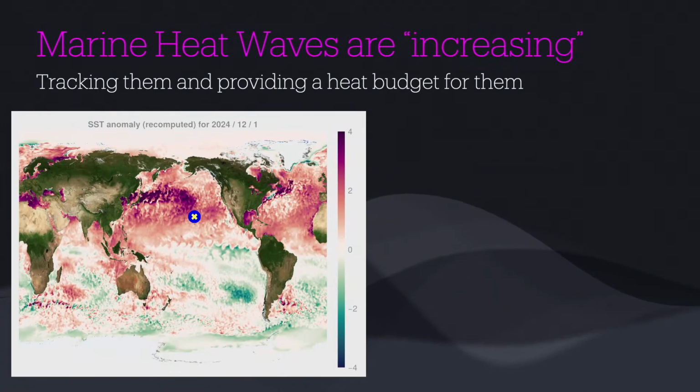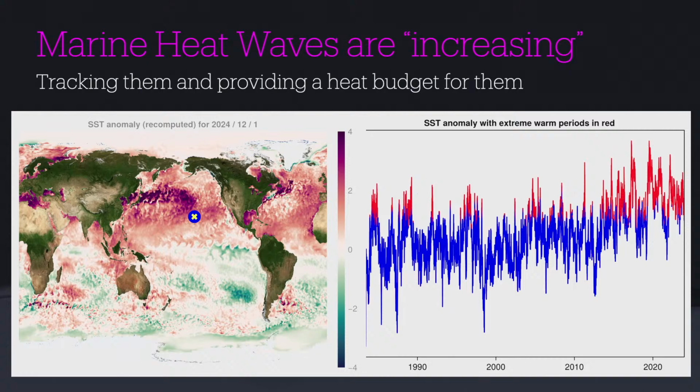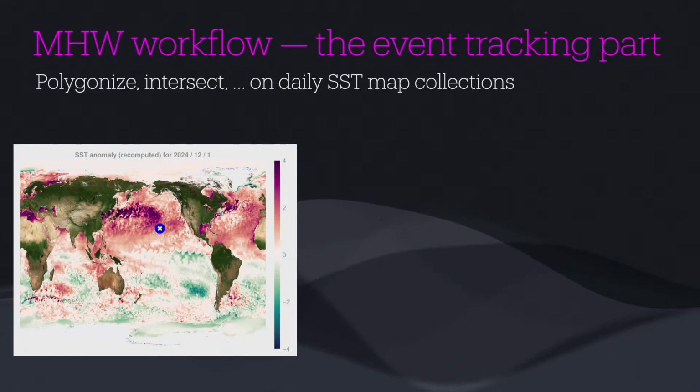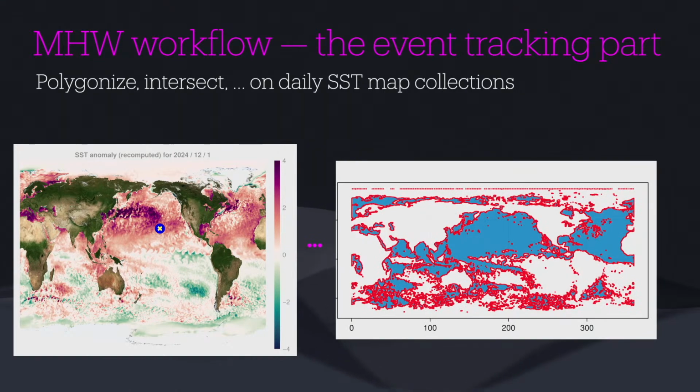So in brief, the workflow looks like this: step 1 and step 2. Step 3 is this. You go from that to a polygon. And this is where something like GeometryOps comes in. Then you want to do this sequentially for every day. You want to overlap the polygons, decide if they are the same event, and build a kind of time-variable moving polygon.